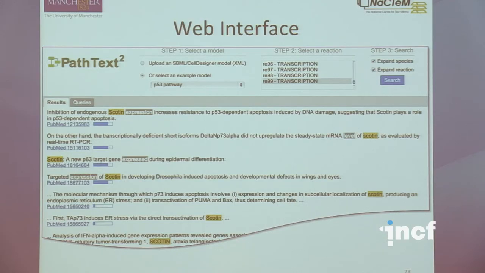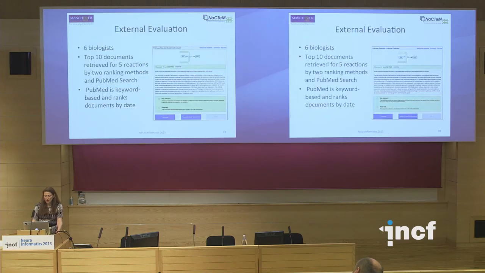There is a web interface, and there's also an API, so you have both a web-based user interface and a set for programmatic access. As you can see here, if you go on our website, you can select one of the pathways we have included, or choose your own, and you can query based on a reaction. Then you have the ranked documents, and you have a highlighter in blue, which is a level of confidence based on our results. I think I'm going to stop, because I don't have much time.